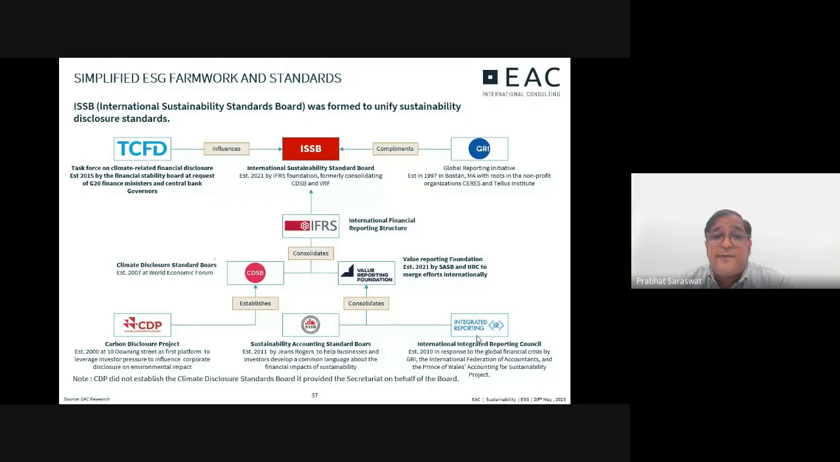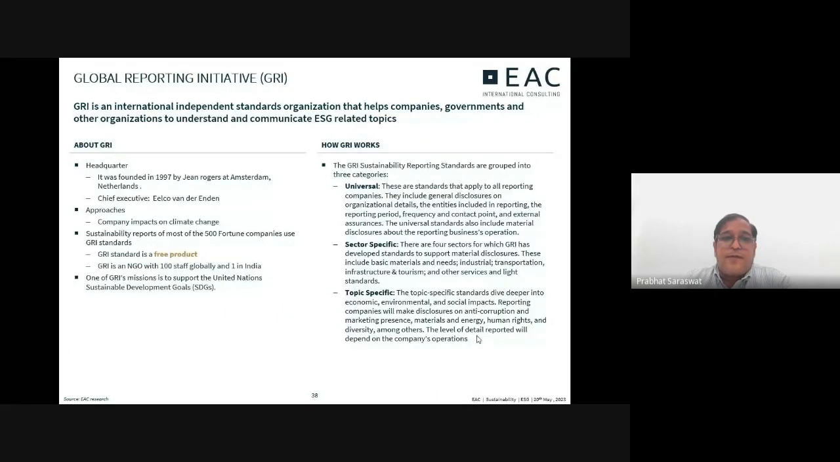Recently we have established the International Sustainability Standards Board, which will oversee and unify all types of sustainability standards. ISSB has been established, and it is influenced by TCFD, which is the main framework, and complemented by GRI. IFRS is also supporting this ISSB. So this will be the central focus for unifying the sustainability reporting frameworks. I have selected two standards for discussing in detail.